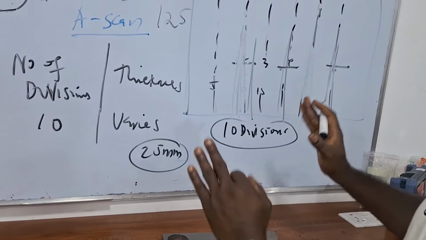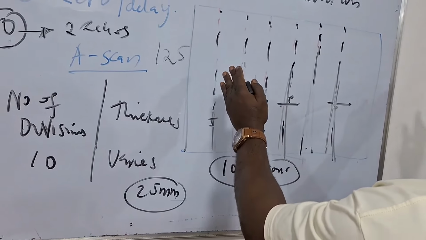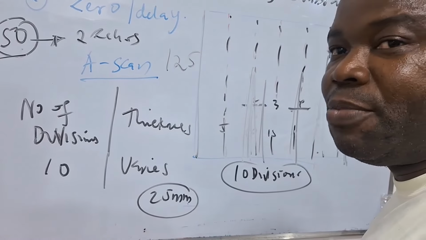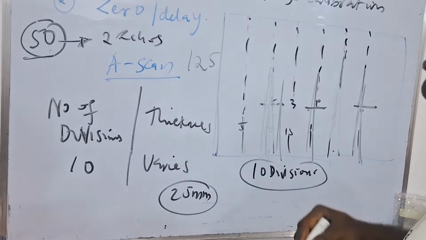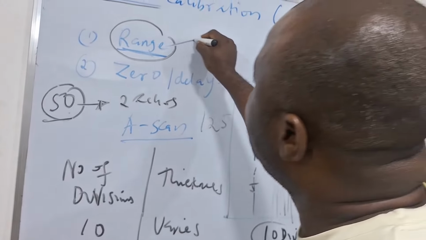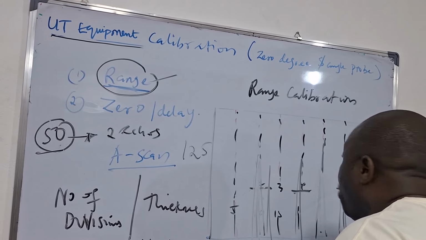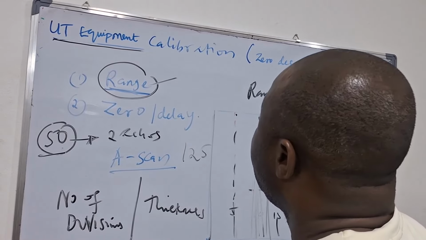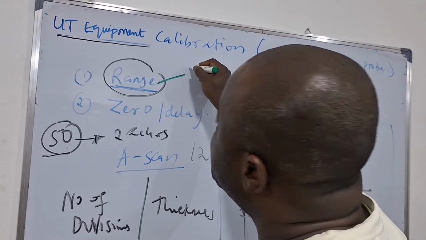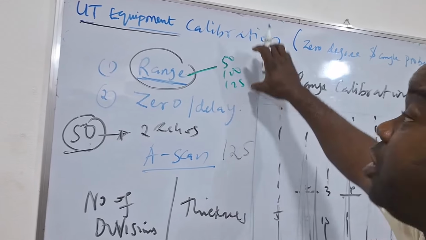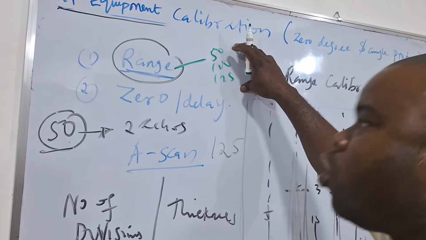When you do that and we are done calibrating, if your echoes are aligned where they should be, it means you have calibrated properly. So your range, you are going to decide. So this is operator determined. You are going to determine what range you are going to use. So you can decide to choose 50, 100, 125, and so on. It's solely dependent on you.